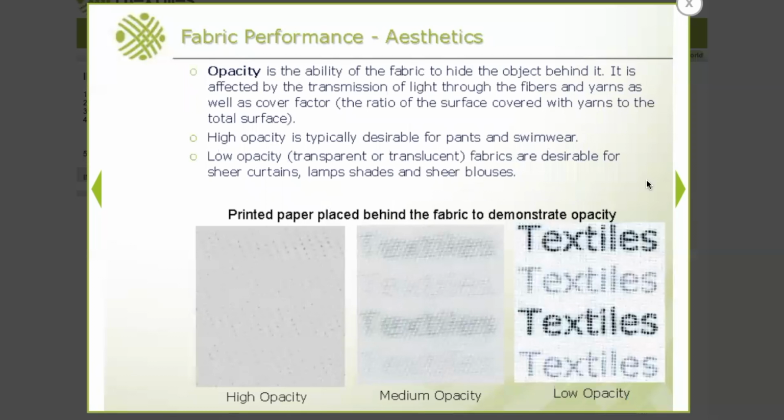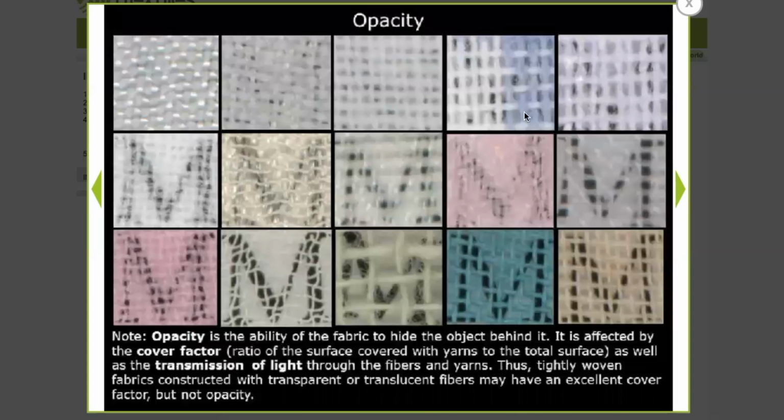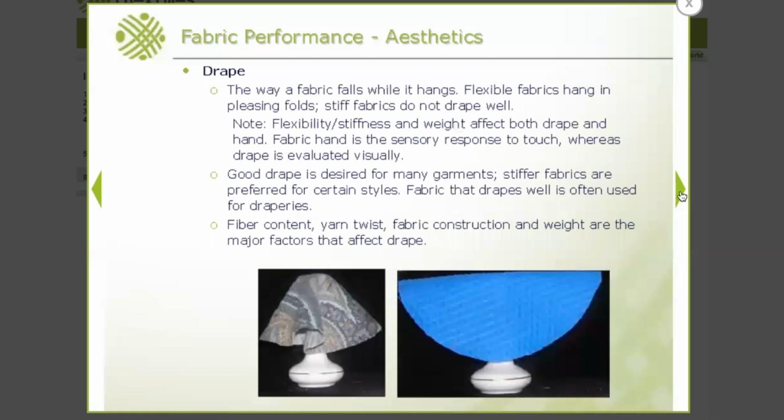Opacity is the ability of the fabric to hide the object behind it. So for example, I have a piece of paper that says textiles behind these fabrics. There are 3 fabrics here. This fabric has high opacity, so it hides the writing. You can't read anything here. This has medium opacity. You can read a little bit. And this has low opacity, which means it is a see-through fabric. It's sheer. You can totally read what is behind it. Okay, so that's opacity. And you can see different levels of opacity on fabrics.